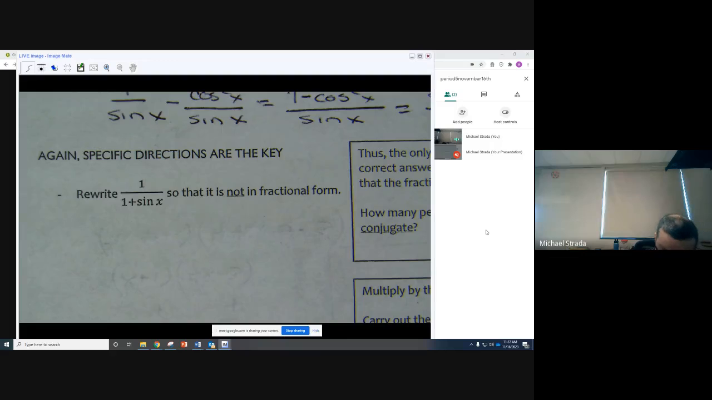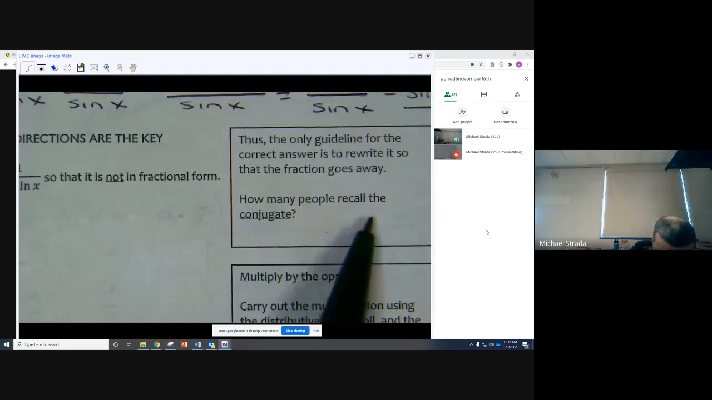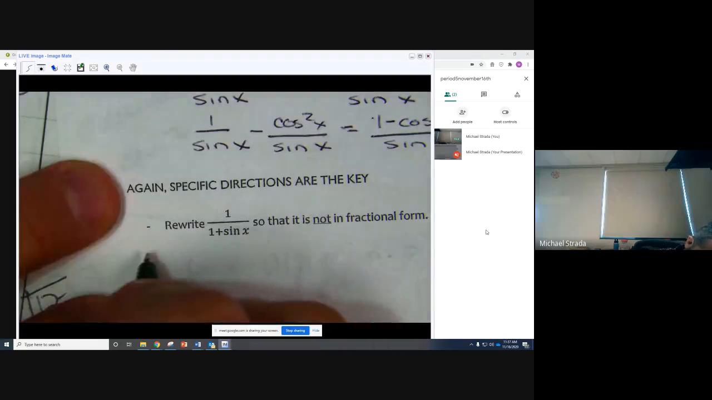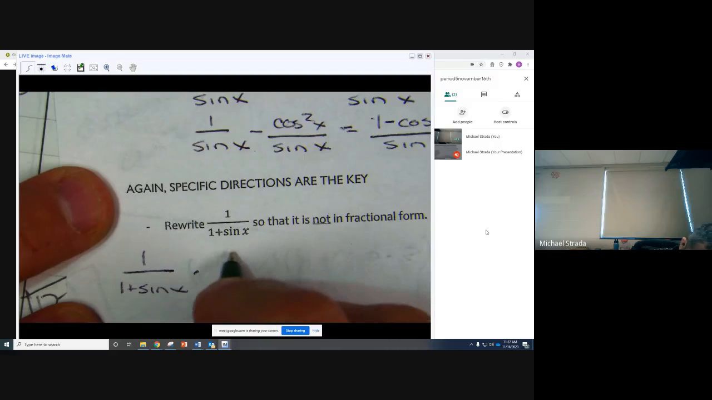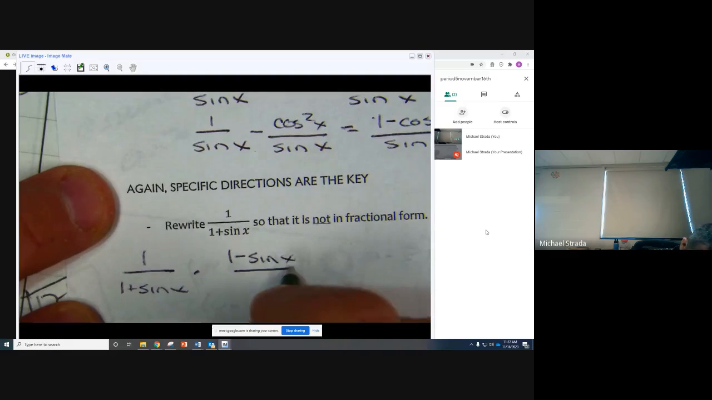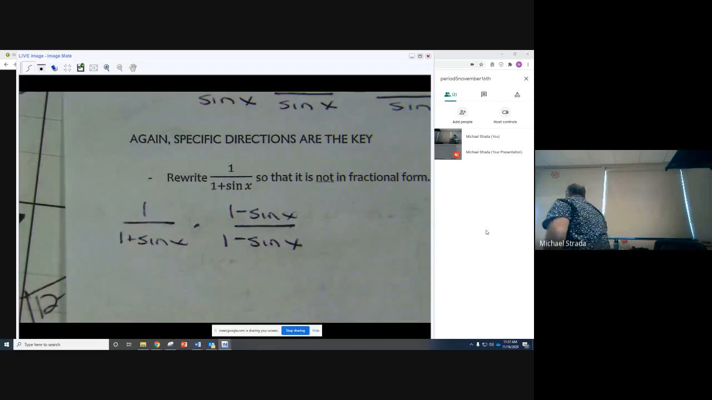Remember that. So instead, what we're going to do is multiply by the conjugate, which is the opposite expression. All right, so 1 over 1 plus sine x times 1 minus sine x over 1 minus sine x. Whenever I multiply conjugates, from last year and every other year you've done this, what happens to the outers and the inners when you do that multiplication? Cancel out. That's why we do it.